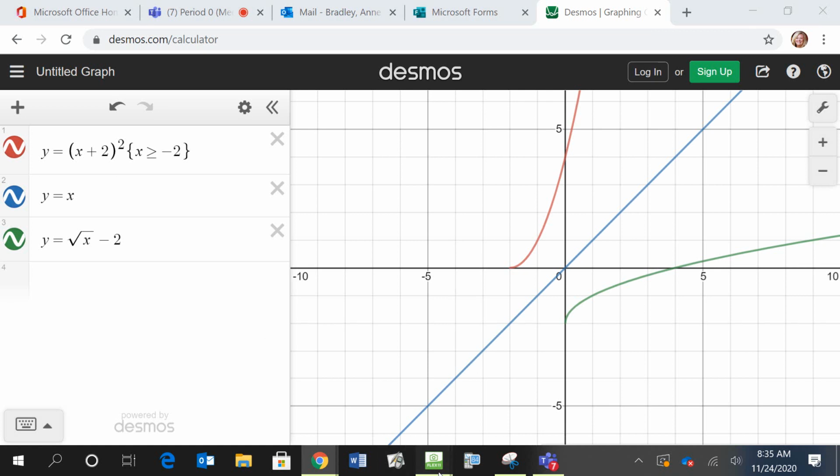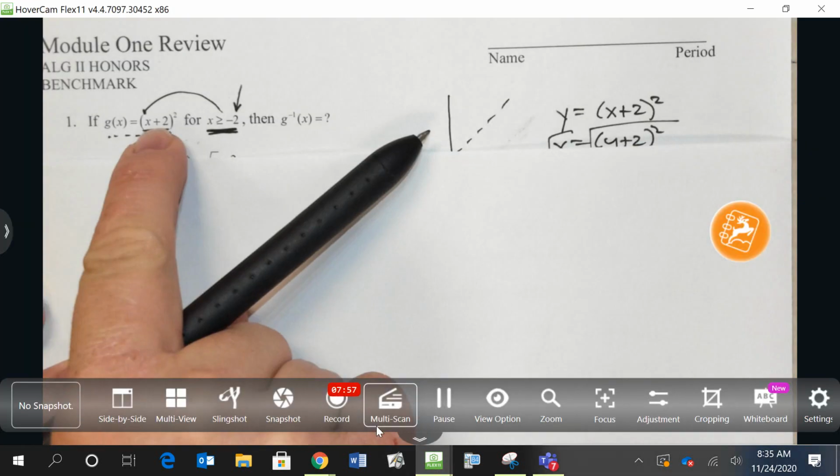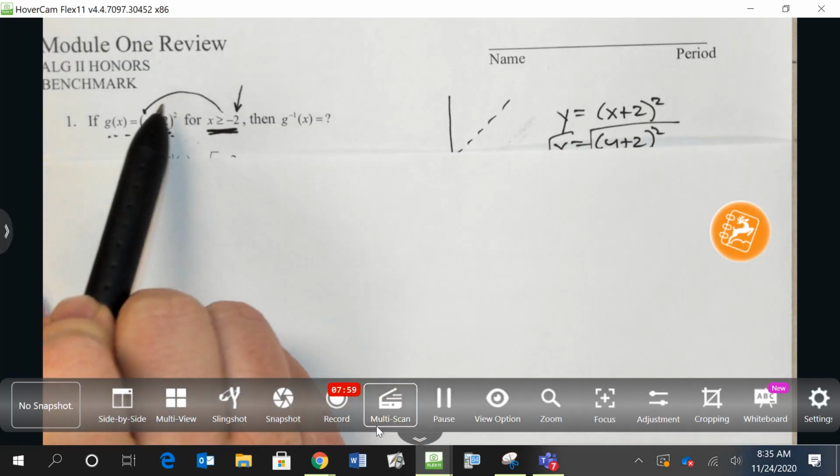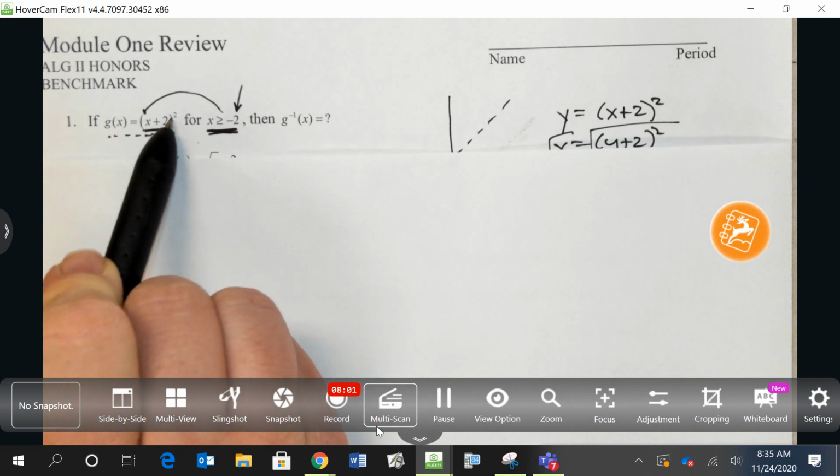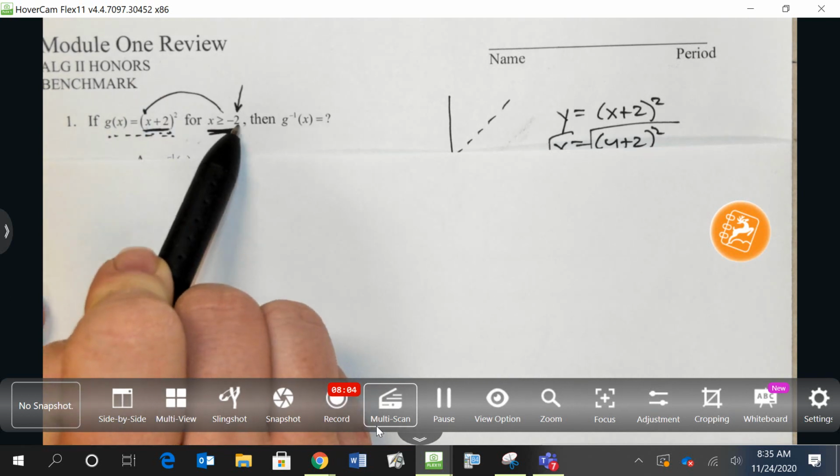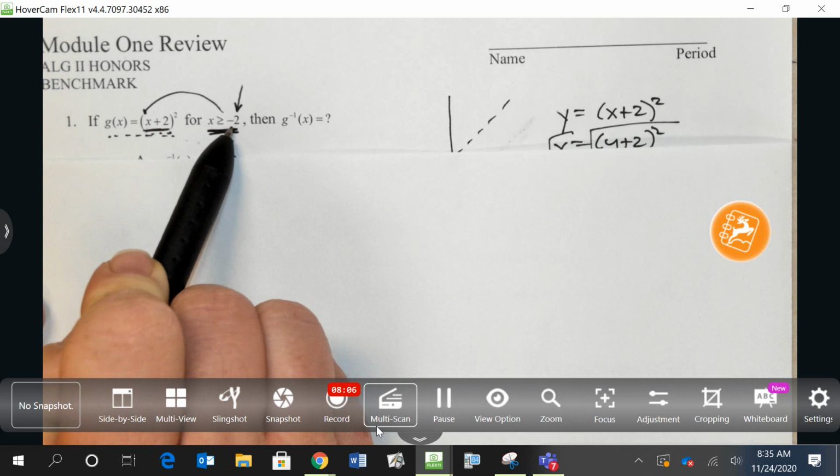Now, how do I know to make this exact restriction? If I come back here, remember, we look at the inside and we go, what would make this equal to 0? So what can I input in for x, and this portion becomes 0? It would be negative 2.